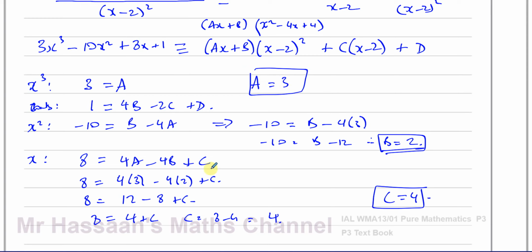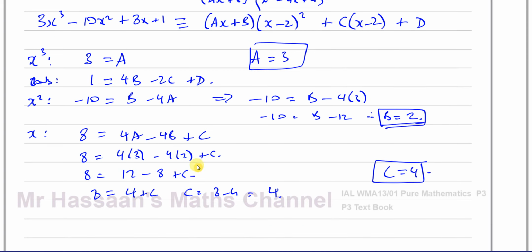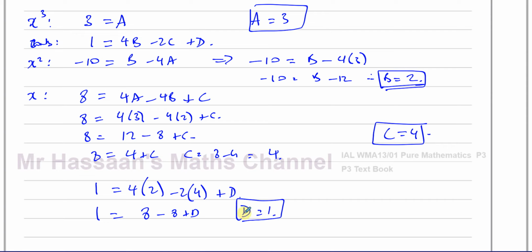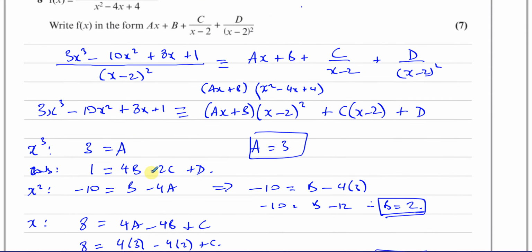So I have A, B, C, and now I can find what D is. I can use what I use for the constants. So I have 1 equals 4 times 2 minus 2 times 4 plus D. So 1 equals 8 minus 8 plus D. So D is equal to 1. So now we can write everything as it is.